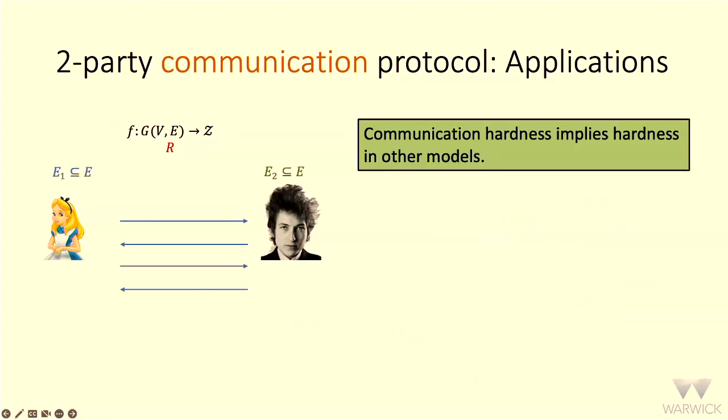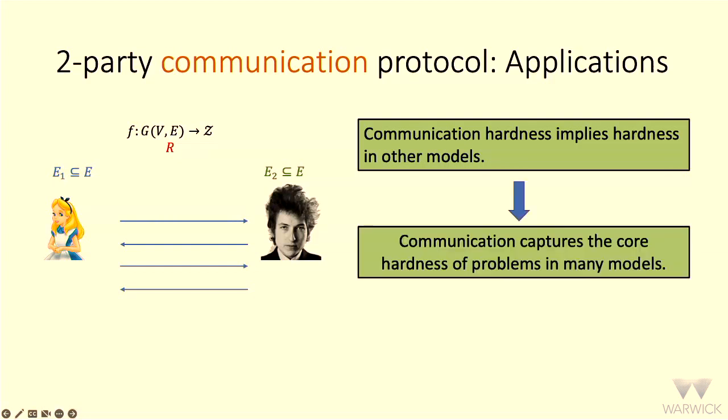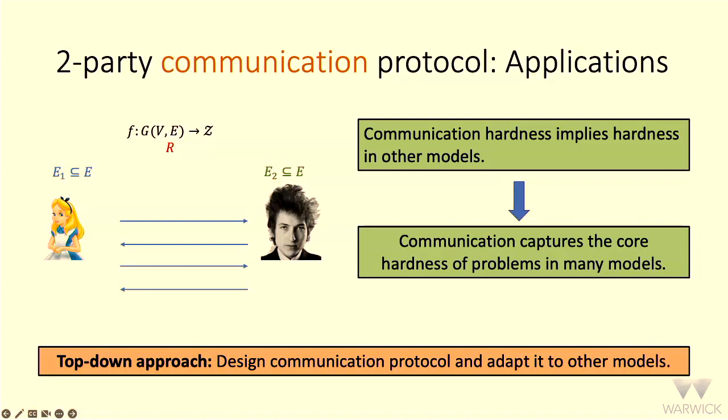But for today, I'm going to impress upon you that it's also a very good tool to design upper bounds. Because communication captures the core hardness of the problem, it would be a good idea to first design an algorithm in the communication setting, and then implement that algorithm by modifying some of the parts and subroutines for other models of computation. This is a kind of top-down design. The good thing is that if you can do it, and we are not sure you can, then you have one schematic algorithm that works in many models.